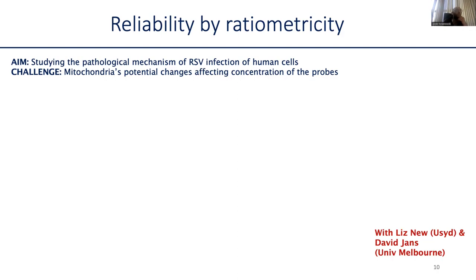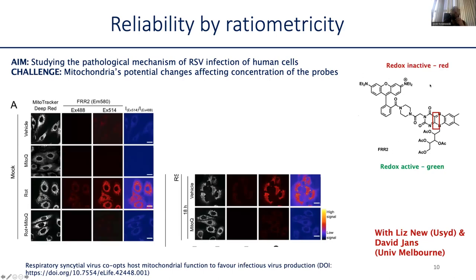So what we did, we looked into different tools, and one of the tools developed in the group I worked in before was called the FRR2 probe, which is in fact a ratiometric probe, a probe which emits red and green colors, and the green color is dependent on the redox activity, but the red color is less so. What is also important, this probe localizes in the mitochondria thanks to its cationic lipophilic nature. But also, the ratio between the two different fluorescences is independent of the concentration of the probe.